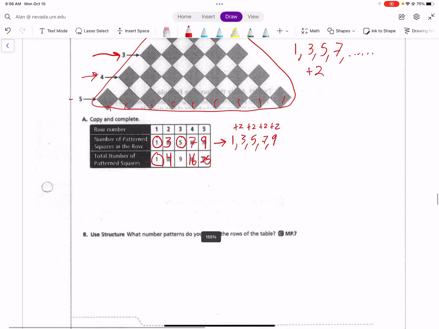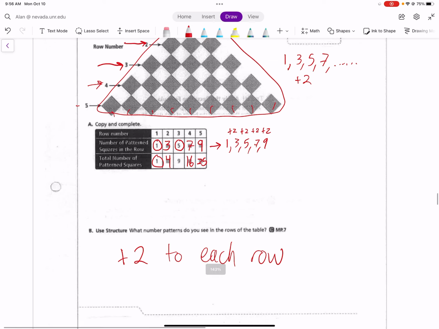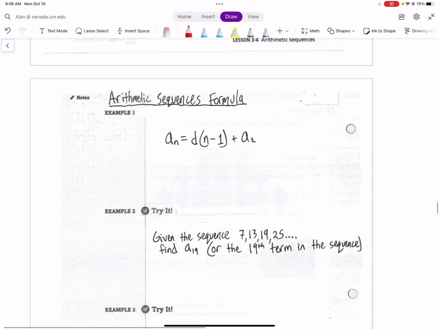It says, what patterns do you see in the rows of the table? We just talked about it. We add 2 to each row. So today when we're talking about sequences, we're going to look for that difference, see what the pattern is, and identify those patterns. Let's go on to the next page.